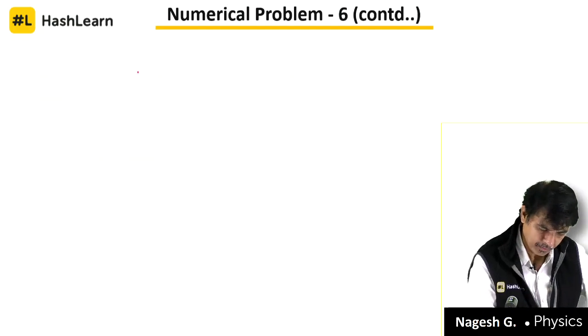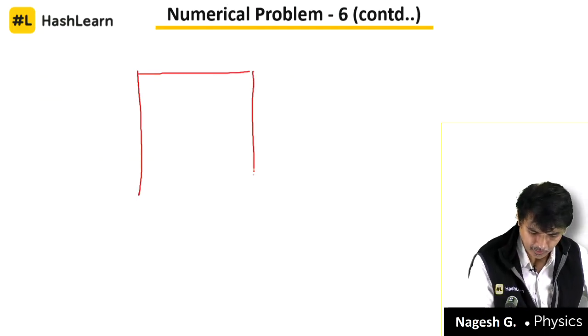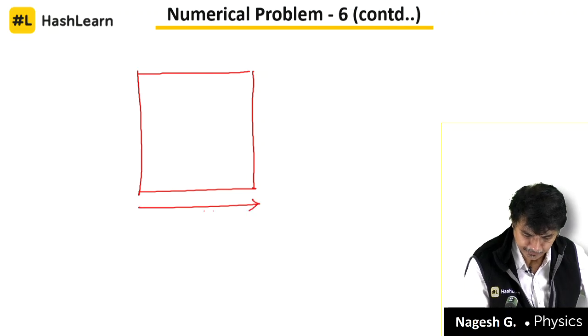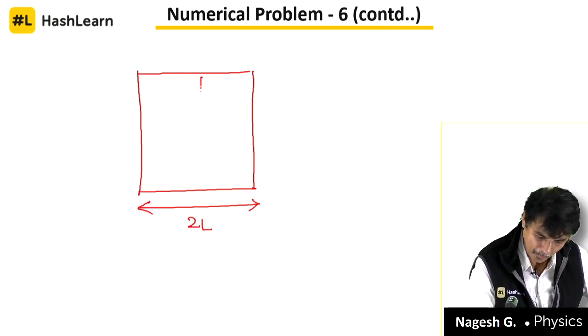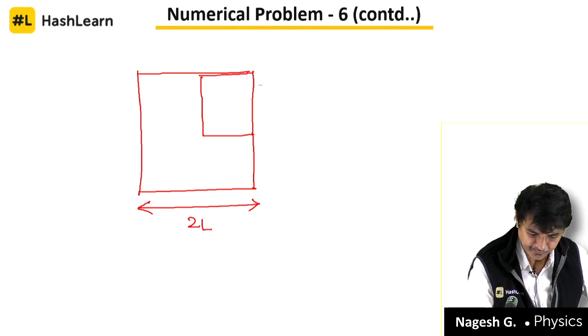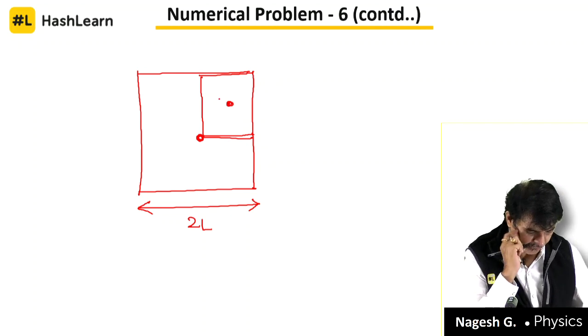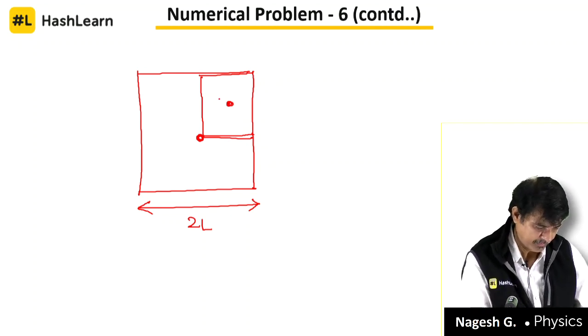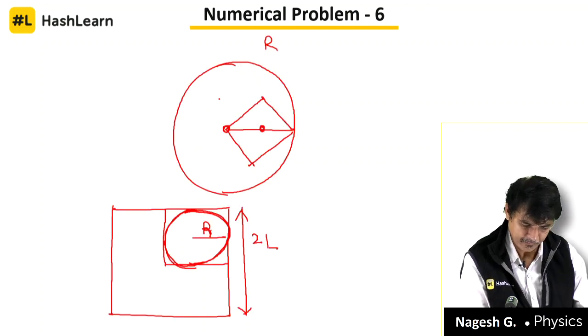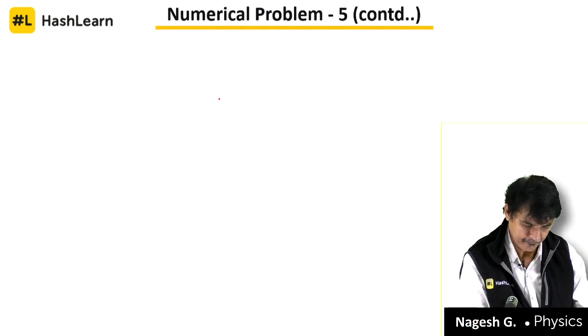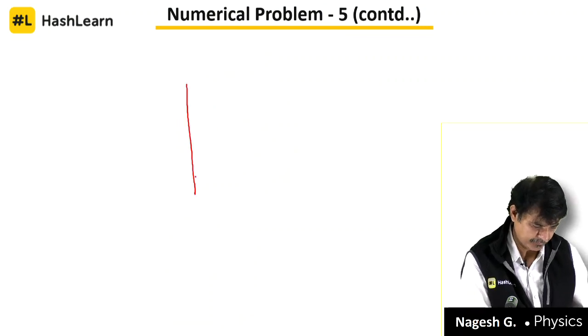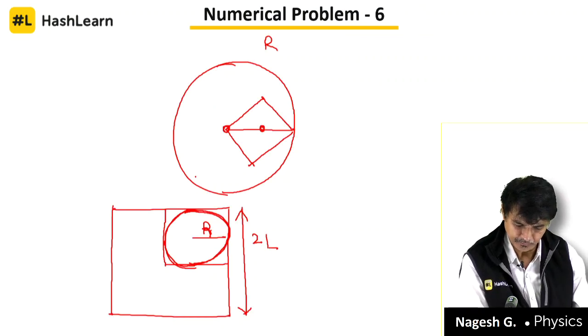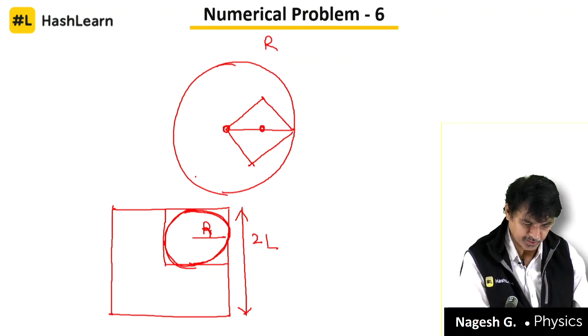Another one, from a square of length 2L, another small square is cut and removed. Find the shift in center of mass. Another one, from a square, a circle is cut and removed. Find the shift in center of mass.